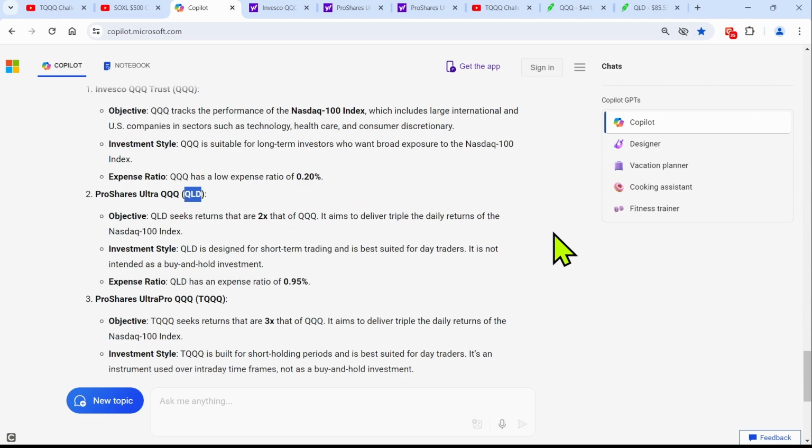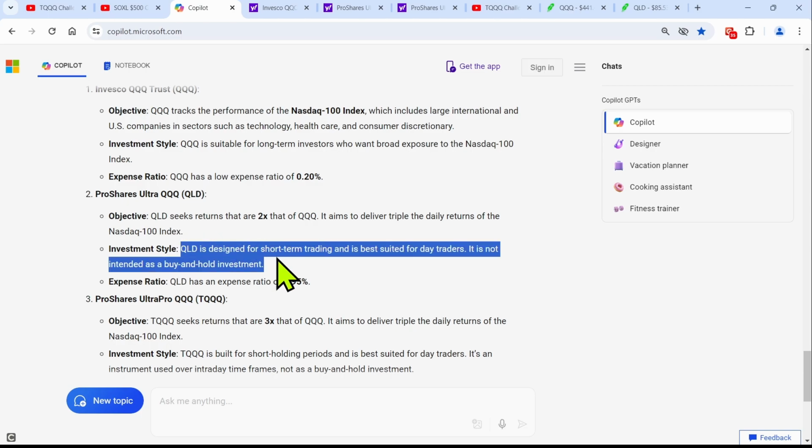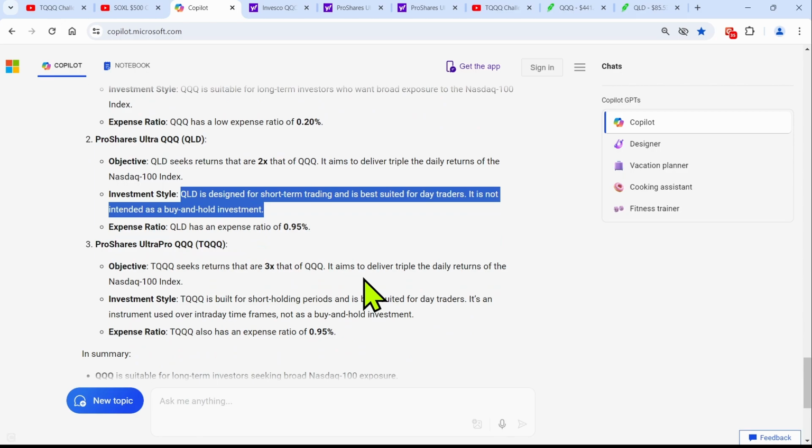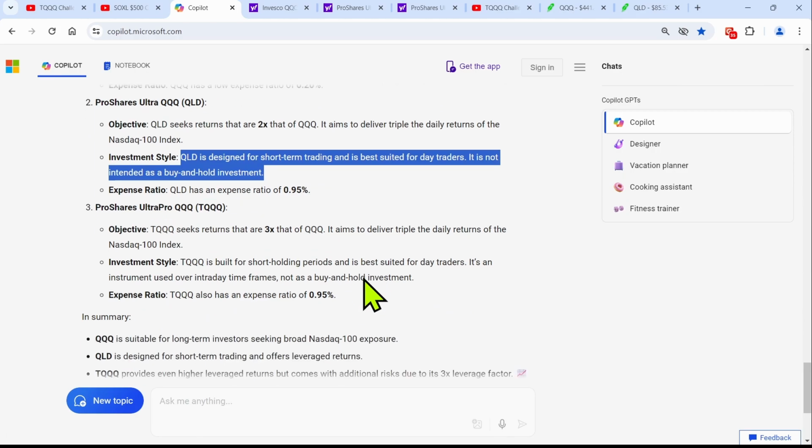QLD seeks returns that are 2x that of QQQ. It aims to deliver triple the daily returns of the Nasdaq 100 index. QLD is designed for short-term trading and is best suited for day traders. It is not intended as a buy and hold investment. QLD has an expense ratio of 0.95%.